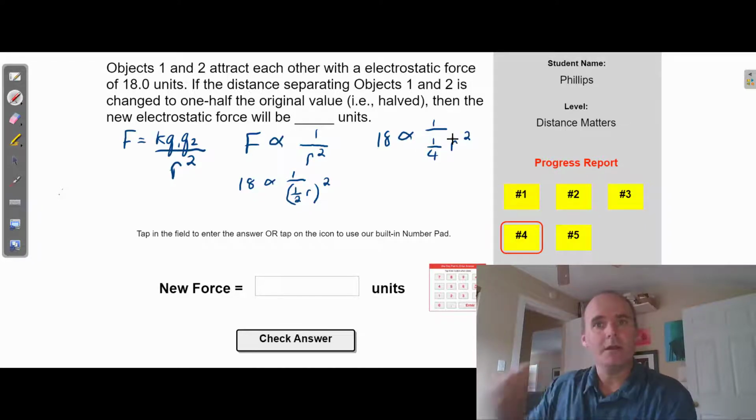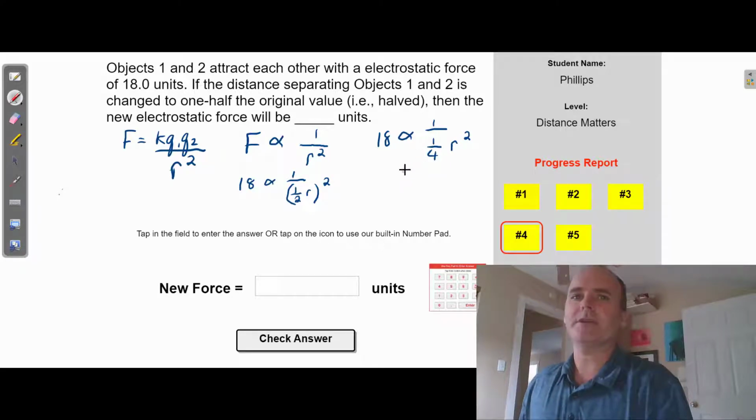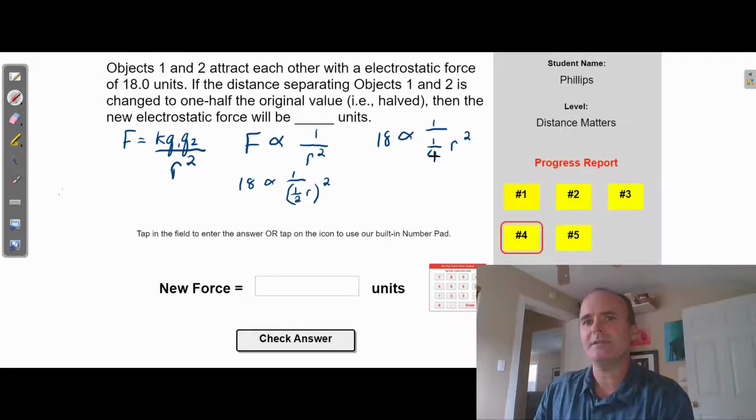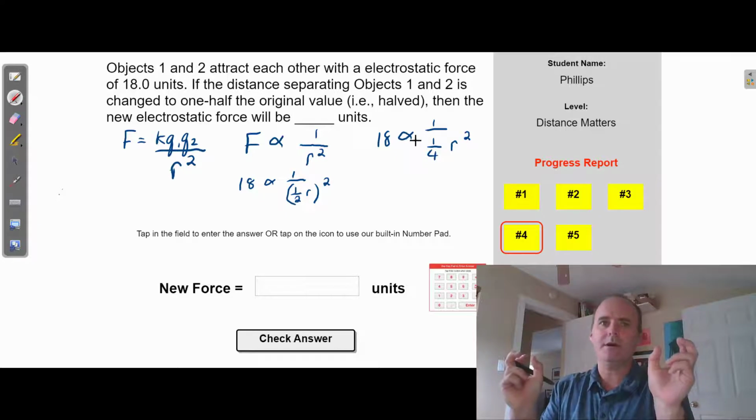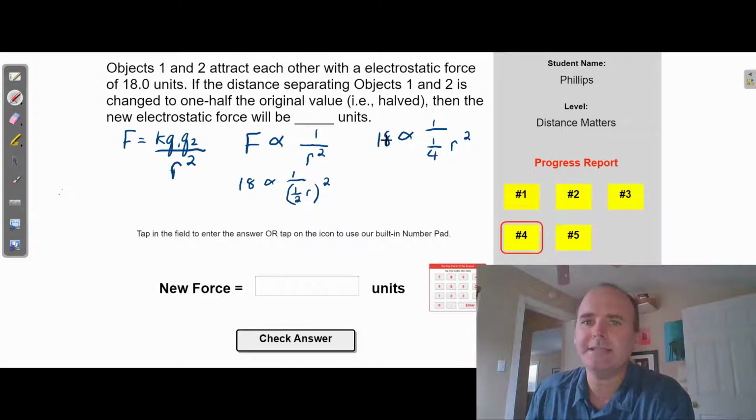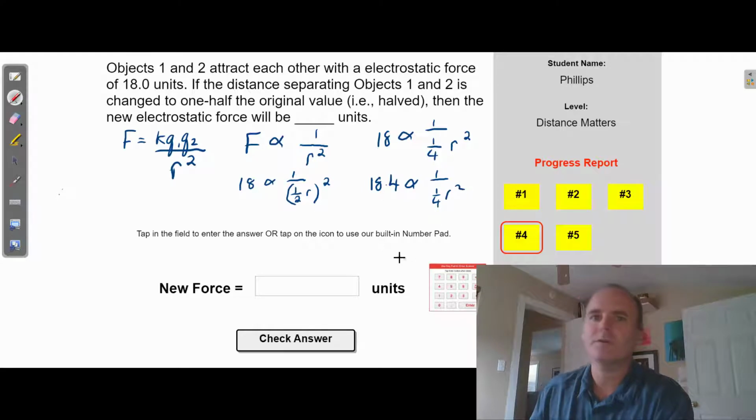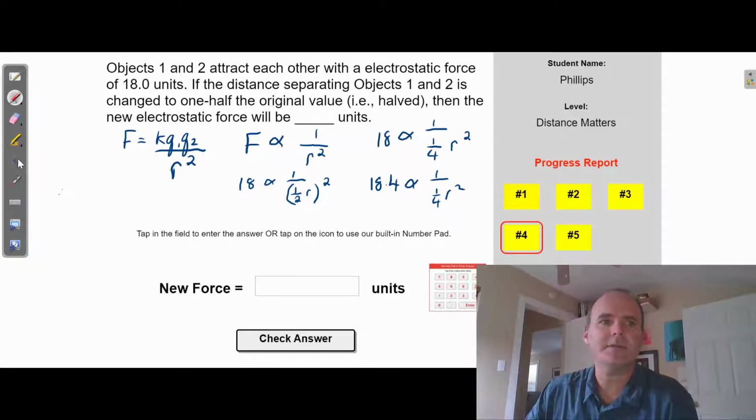Here it's a little bit tricky. I have this as 1/4, so note that they're coming closer to each other, so this 18 is going to get bigger. When you divide by 1/4, it's the same as multiplying by 4. So I get 18 times 4, and that gives me 72.